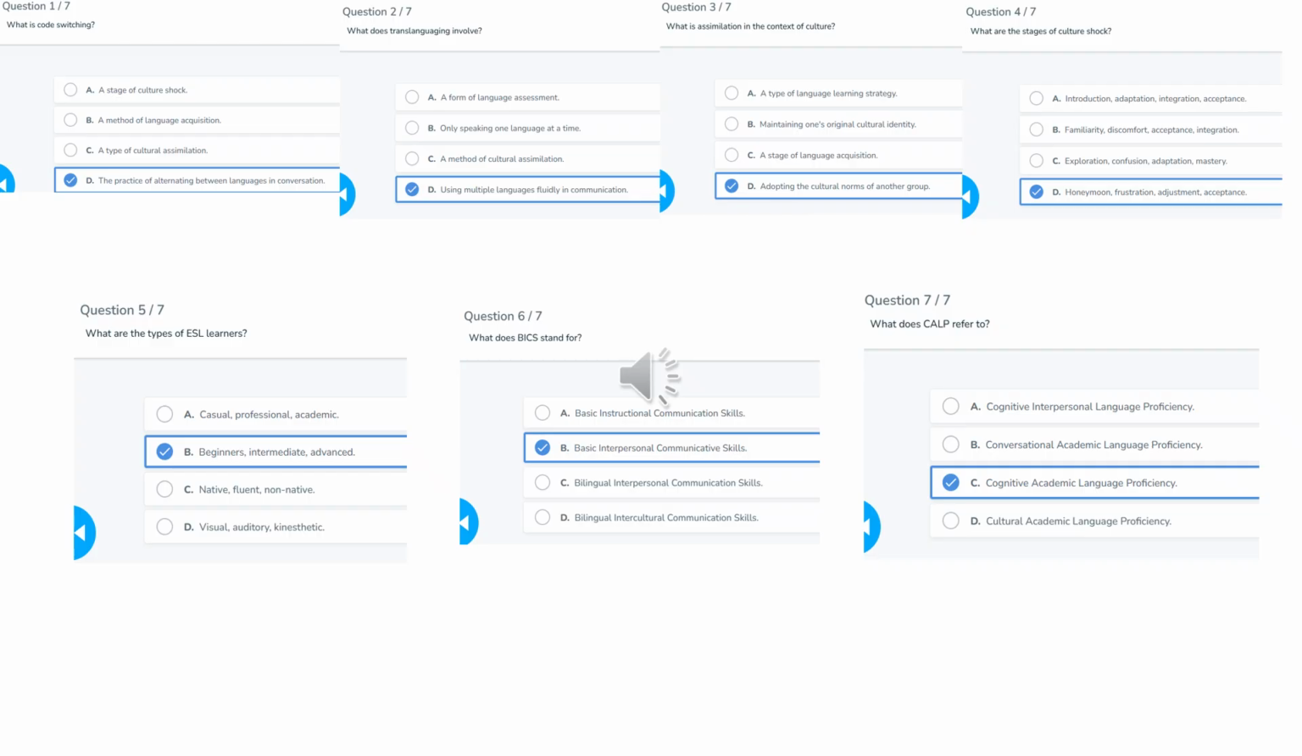And then following that is the CALP. So this really takes about 5 to 7 years, but it's the language needed to understand and use academic concepts and texts. So in the classes that they're in.